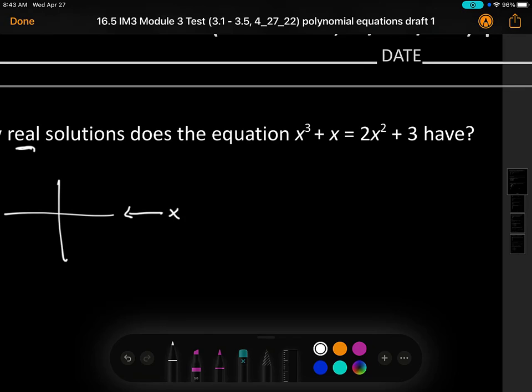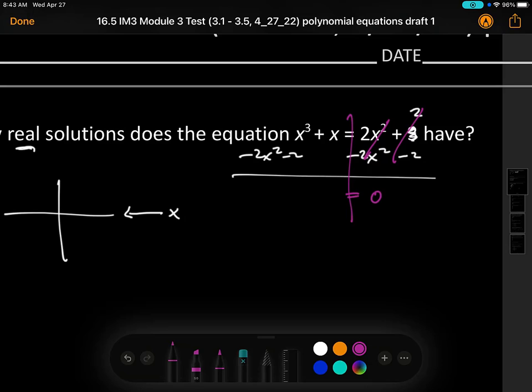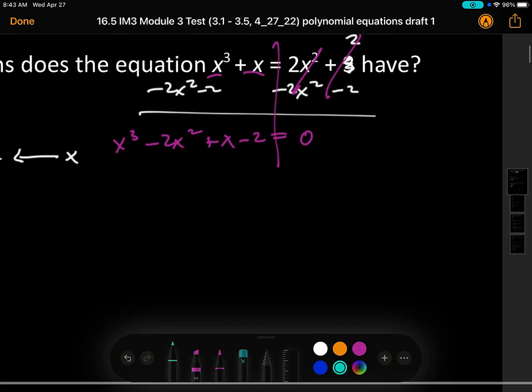sides of the equation, so we're going to move everything over, and I think I changed this one to a 2. So I'm going to go ahead and do the opposite to move it over. So 0 equals x to the third minus 2x squared plus x minus 2. Okay, here I have 4 terms. I'm going to try to factor here by grouping. And I'll show you guys my method of factoring by grouping, or just using this box method.